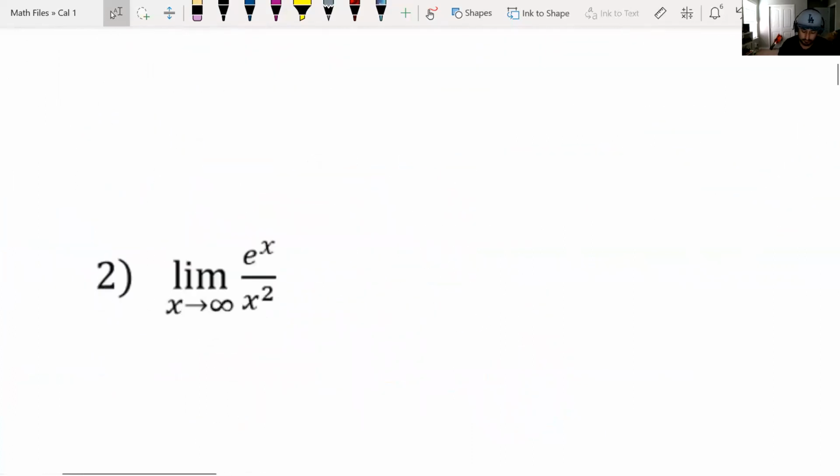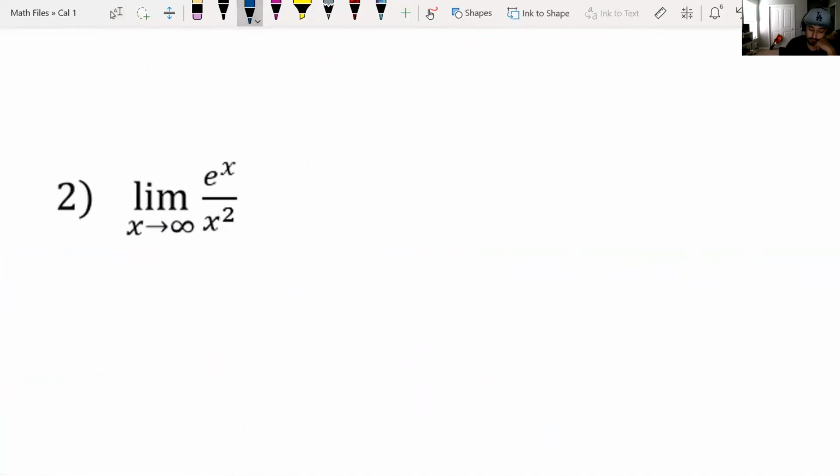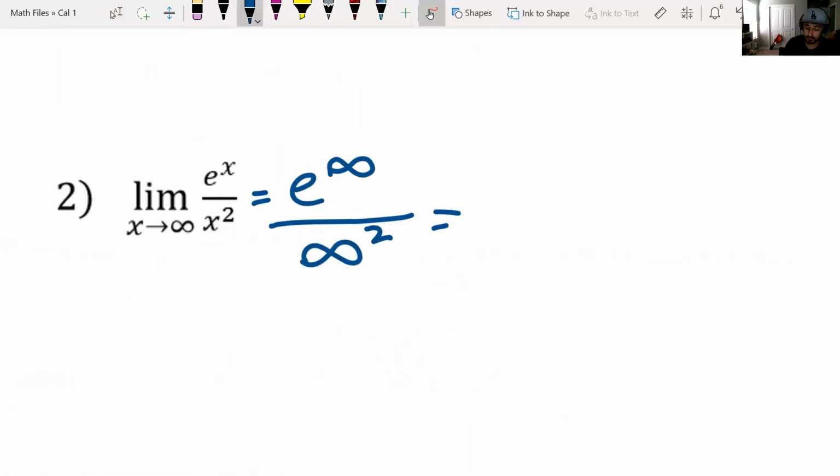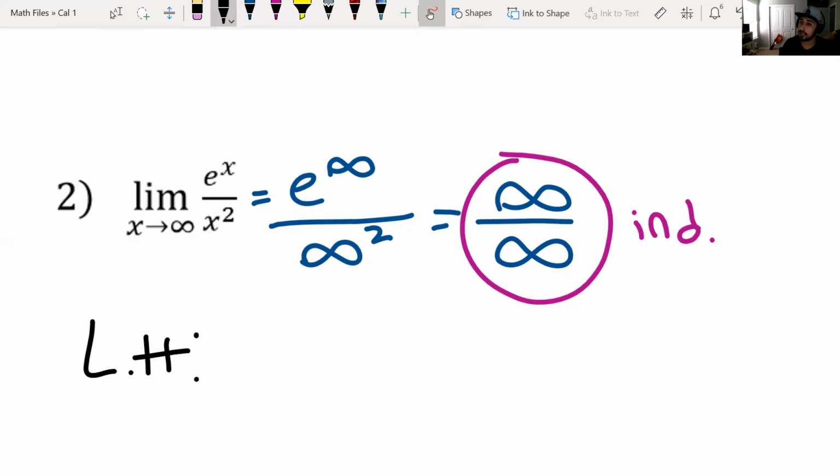Next. The limit as x approaches infinity of e to the x over x squared. Well, again, to determine if we need L'Hôpital's, plug in infinity. If I plug in infinity, I get e to the infinite power over infinity squared. Well, that is just infinity over infinity. And this is an indeterminate form. This is indeterminate, which means since it's indeterminate, we get to use who? We get to take him to the hospital to meet Dr. L'Hôpital. Hey, that works better. There you go. So we take him to the hospital and we apply L'Hôpital.